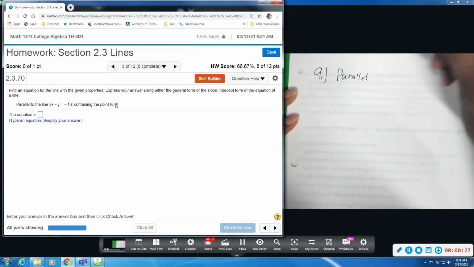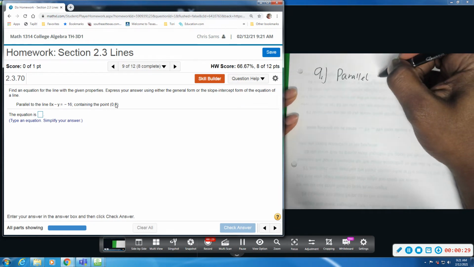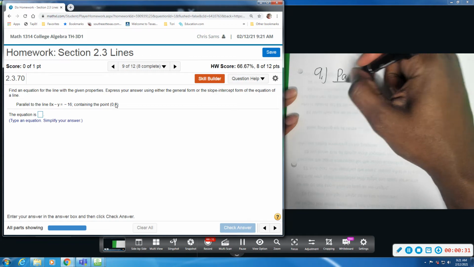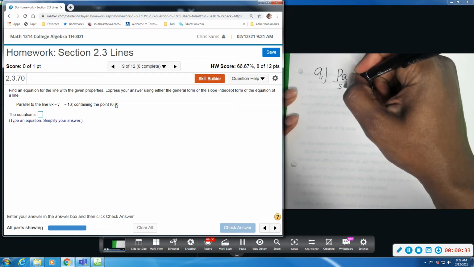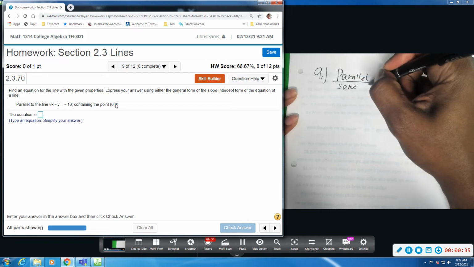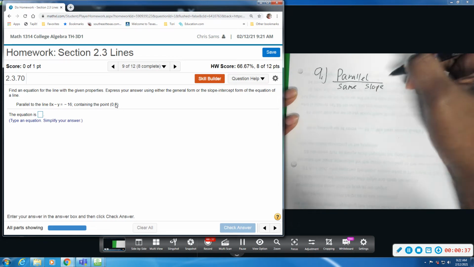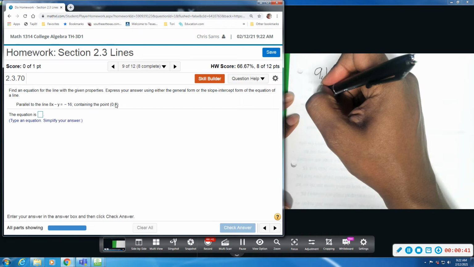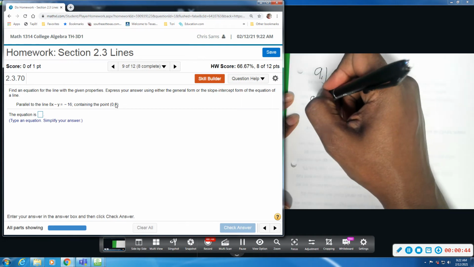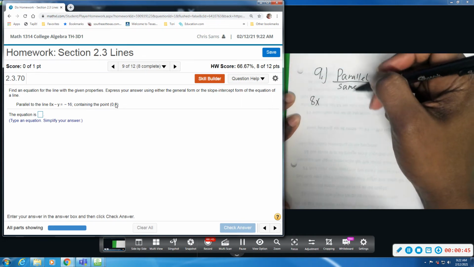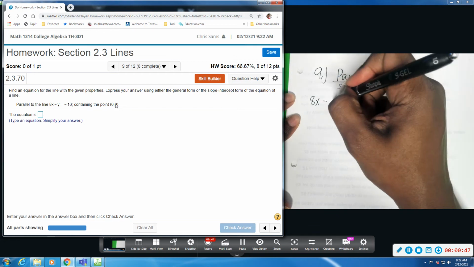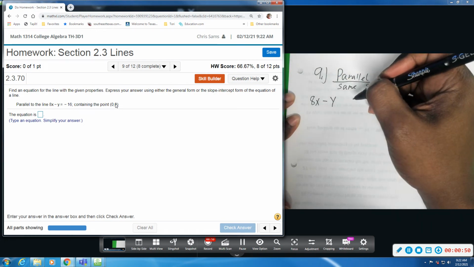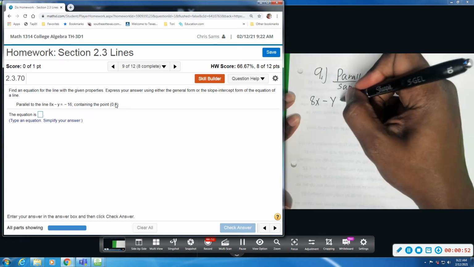Do not say two lines that do not cross. So parallel, same slope. So in order to figure out the slope, we need to first put this line that is in general form or standard form into slope-intercept form, which means we need to solve for y.